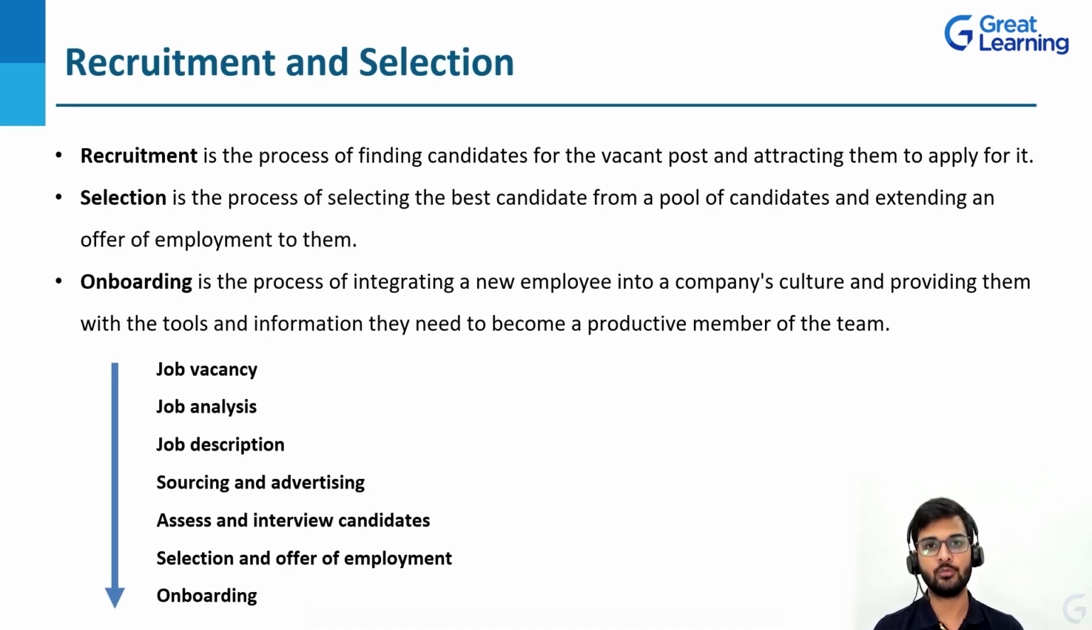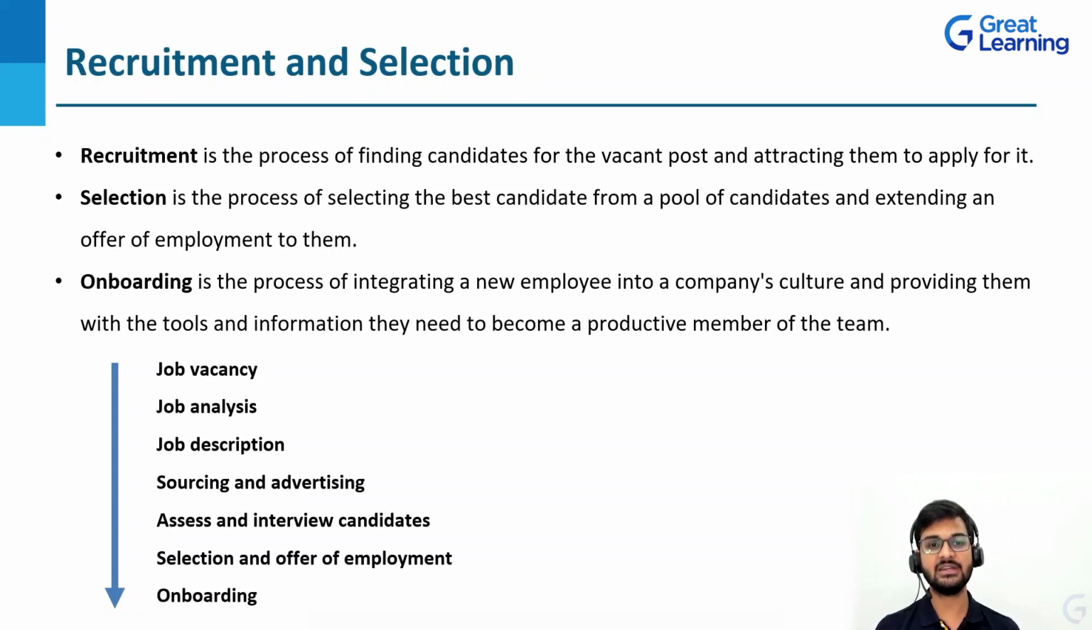Then the last part is onboarding. So once people have been selected and they are a part of the team, we need to make them feel comfortable within the team. We need to make sure they are aware of the goals, core values, vision, and mission of the organization. So for that, we have to do the basic training, which is nothing but your onboarding. It's the process of integrating a new employee into a company's culture and providing them with the tools and information they need to become a productive member of the team. They need to know what exactly the rules and regulations and the core values of the organization are, so that they can feel that they are a part of the team and they can work very productively. So that's how this entire process works. First of all, you attract the people, then you select them, then you onboard them. That is recruitment, selection, and onboarding.